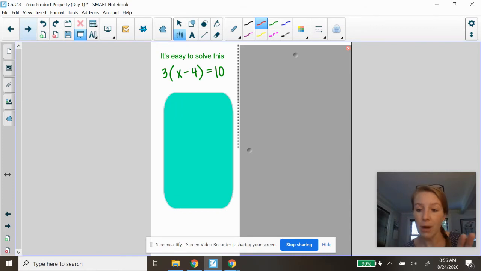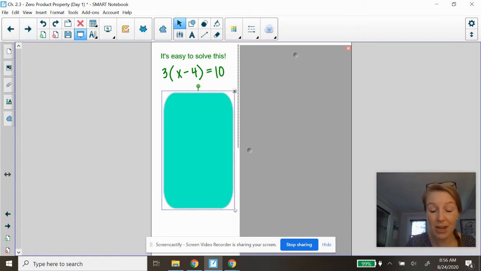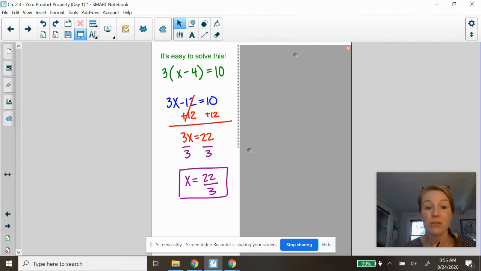All right, so I want you to pause the video and try this problem on the left. All right, you're back. Hopefully this felt like returning to the basics of 7th grade. You remember that you are going to distribute the 3, you'll add 12 to both sides, and then divide by 3. So your answer should be 22/3.